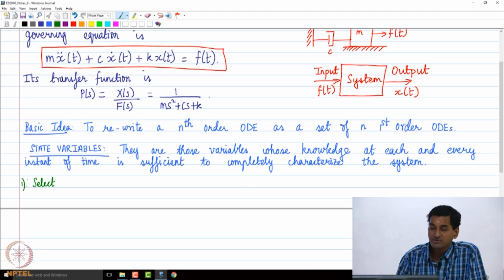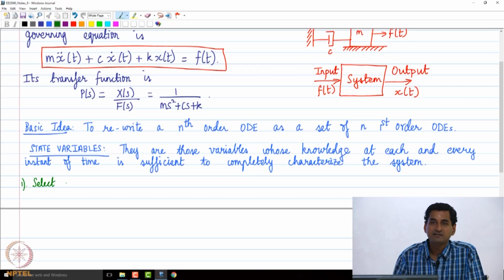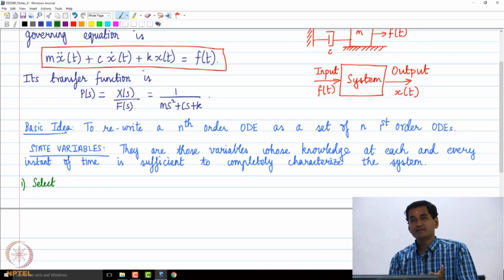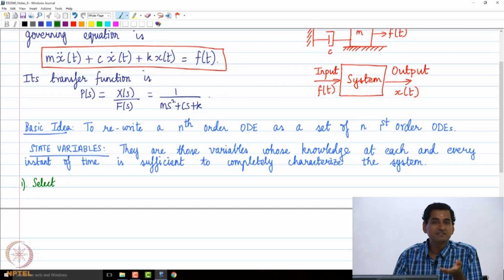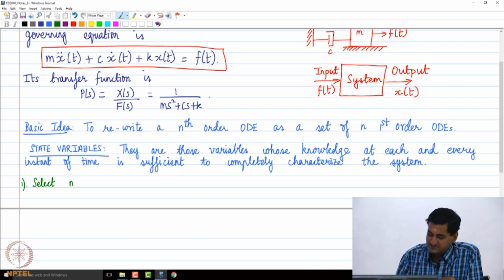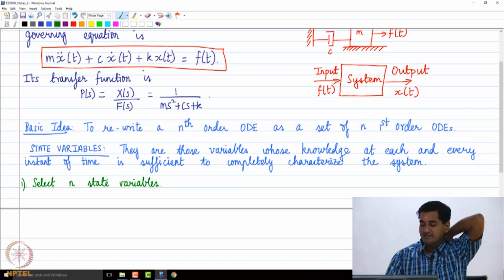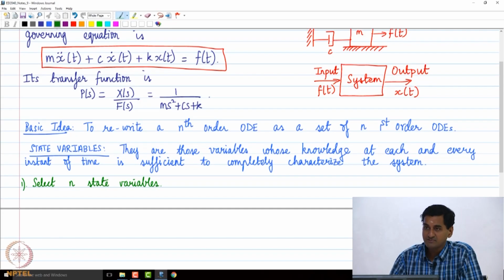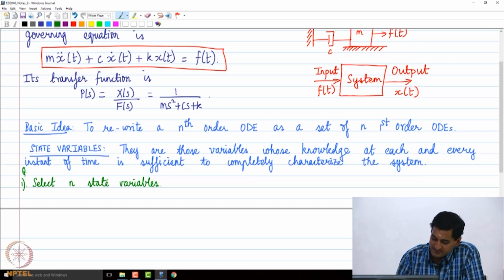Okay. So, if I want to essentially write the governing equation of any system in the state space representation, what do I do, right? So, first thing is that: select n state variables. Because in general we are dealing with an nth order system, right. So, the question is what am I answering as far as these steps are concerned.